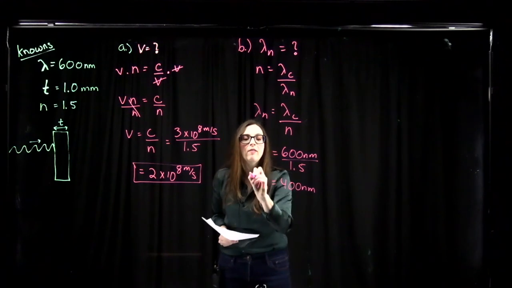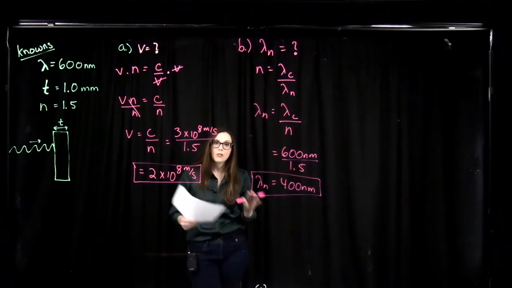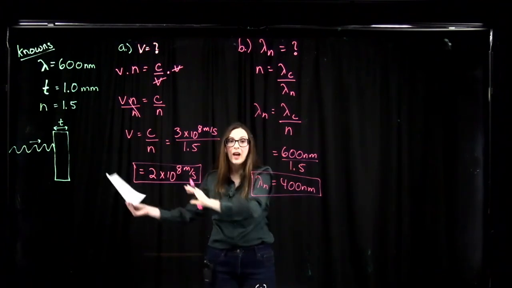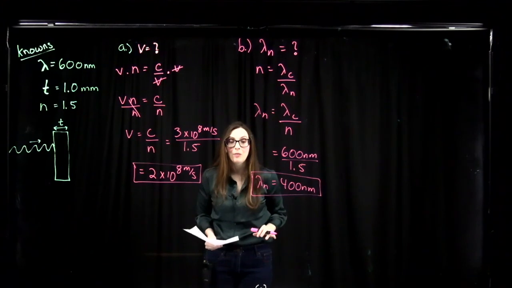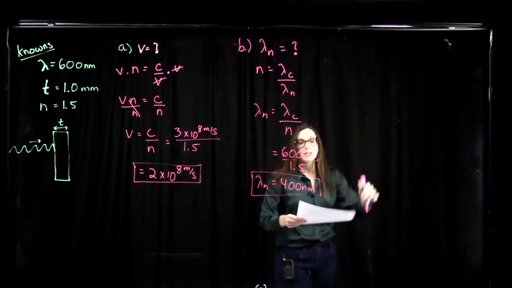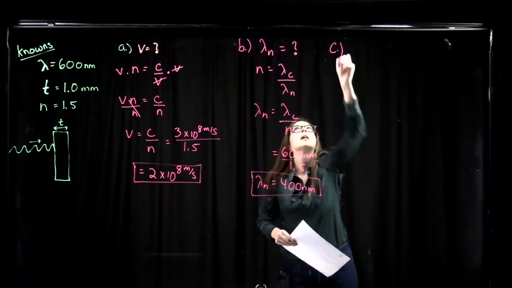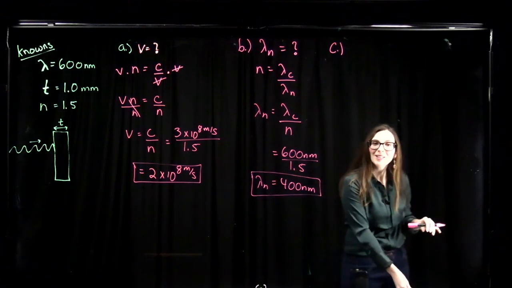Okay, so the wavelength of light inside a material always changes from the wavelength of light that's outside the material, in the vacuum or in air or some other medium. This is going to be like one of your workbook problems. And then C, how many wavelengths of light are inside the glass?